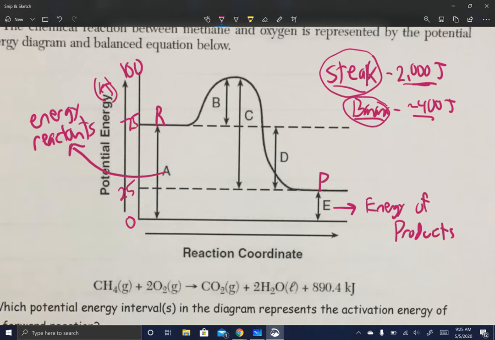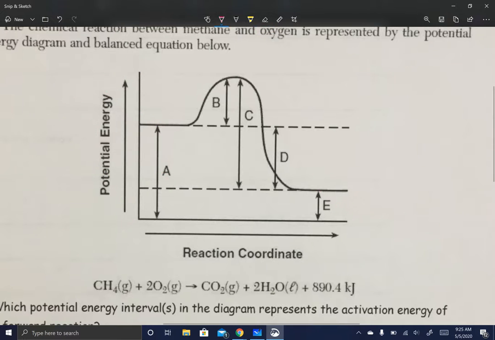So from 0 up to the reactants, A, that's how much potential energy is stored in the chemical bonds of the reactants. Then from 0 up to E, that's how much potential energy is stored in the products. Okay, let me clear that. B is from the reactants to the top of the peak. So B is our activation energy, the energy needed to get to the top so it can start colliding. Right at the very top, that's your activated complex. That is where your X should be.